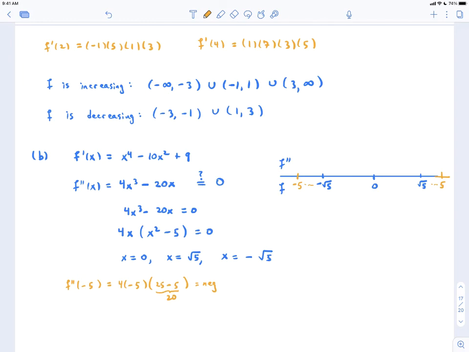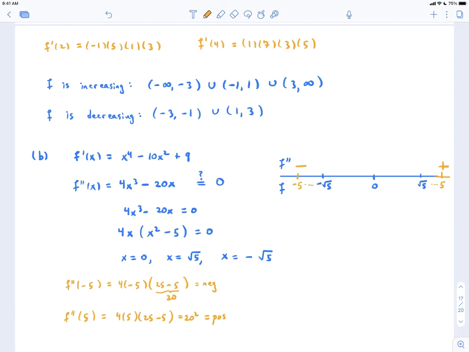So this is going to be a negative value. Okay, we're going to have something similar if you look at 5. So let's just do that one right now. f''(5) is equal to 4 times 5 times (25 minus 5), which is 20 times 20, 20 squared in this case, so that in particular it's positive. So this one's going to be positive over here. That one's going to be positive.